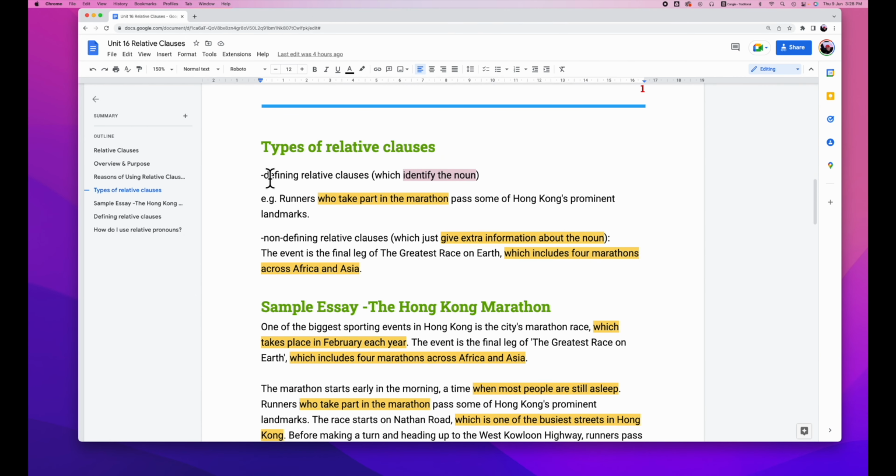There are 2 different types of relative clauses. What are they? Let's take a look. One of the types is defining relative clauses, which identify the noun. Example: runners who take part in the marathon pass some of Hong Kong's prominent landmarks. Who take part in the marathon is telling you more about the runner, which identifies the noun.